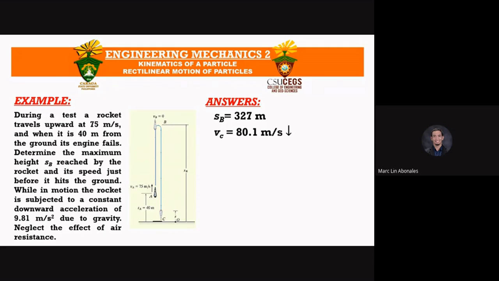While in motion, the rocket is subjected to a constant downward acceleration of 9.81 meters per second squared due to gravity. So this is a constant acceleration, a free falling body example. Neglect the effect of air resistance, so we do not consider air resistance when we solve the problem. The answer: maximum height is 327 meters and the velocity when it hits the ground is 80.1 meters per second.